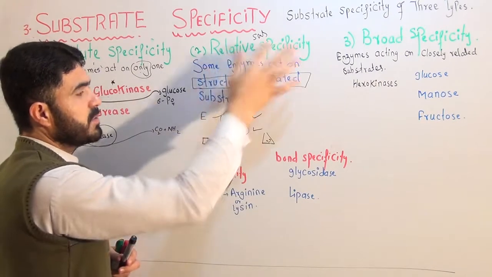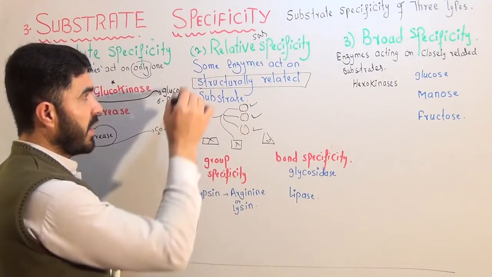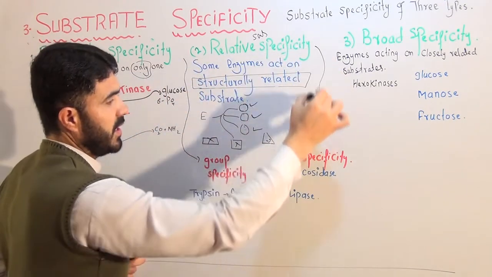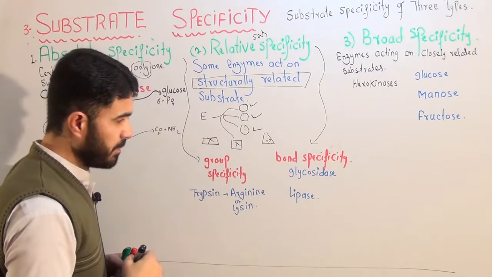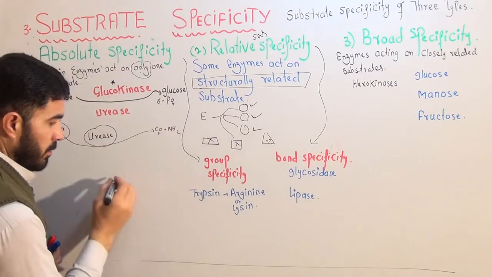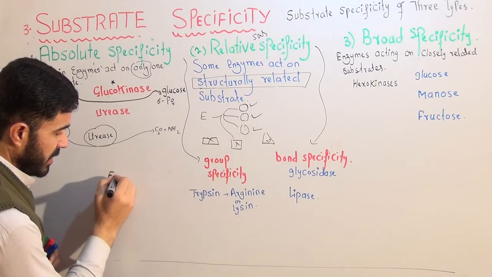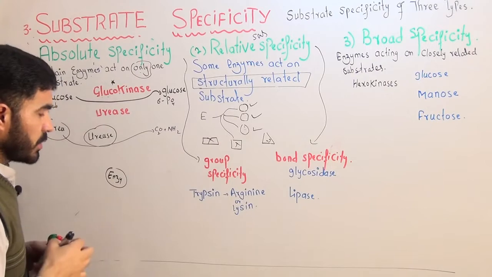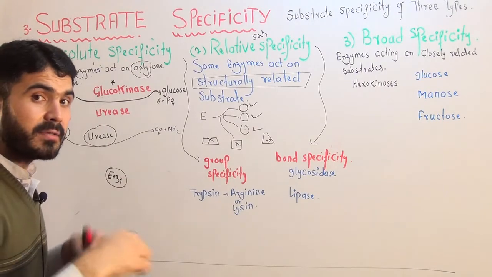Thus, relative specificity is further divided into group specificity and bond specificity. In group specificity, we have one enzyme. It is going to act on any substrate.